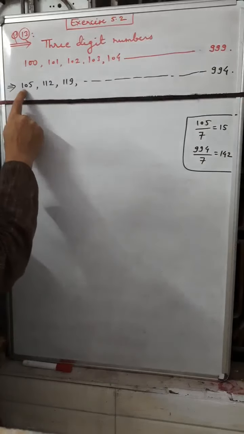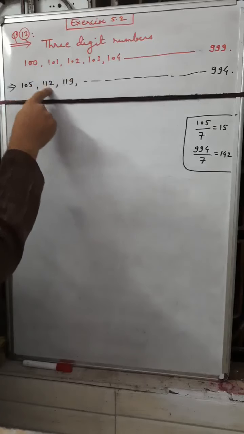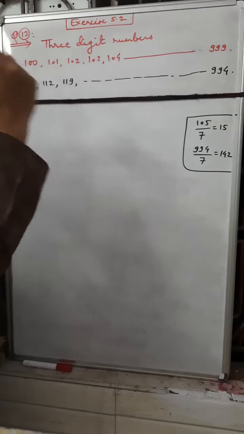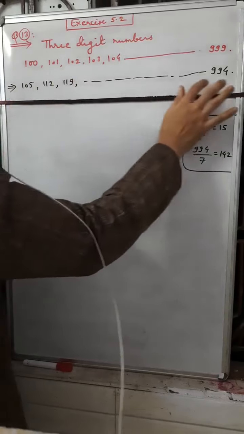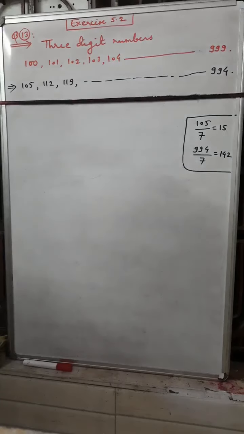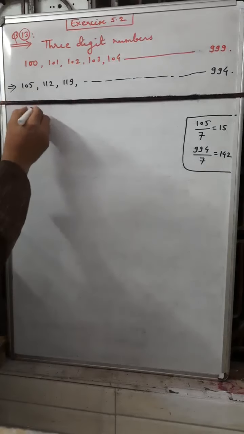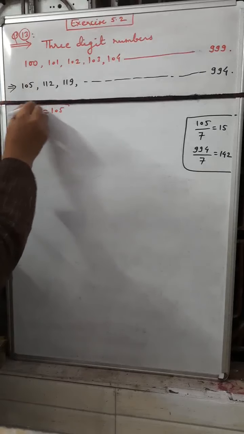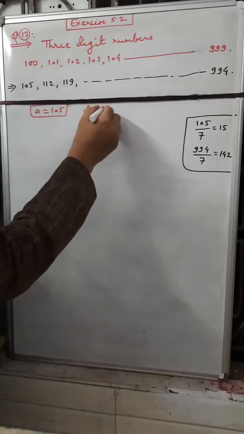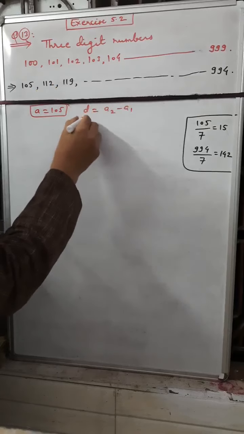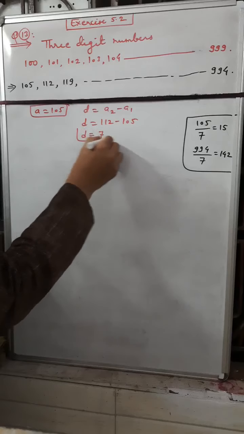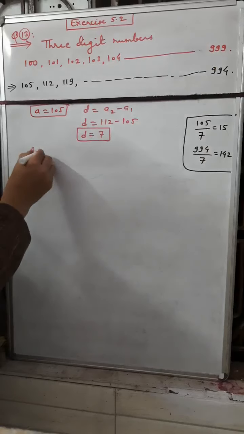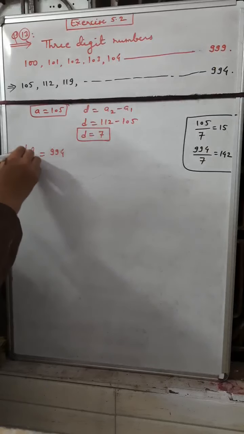So we have to take the difference 7 in each number, because if it is divisible by 7, then plus 7 is divisible by 7, plus 7 is also divisible by 7. That means we have created an arithmetic progression series here. So here the first term a is equal to 105, and the common difference d is equal to a2 minus a1, that means 112 minus 105. So d is equal to 7, and the last term is L is equal to 994.